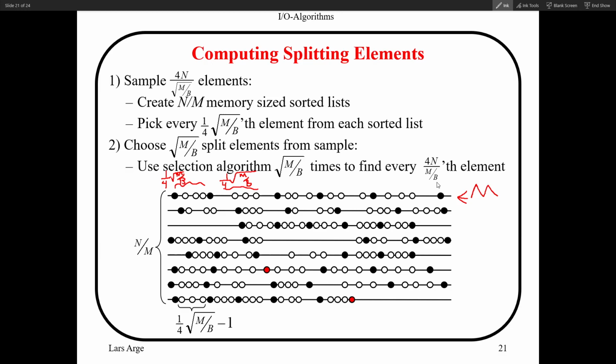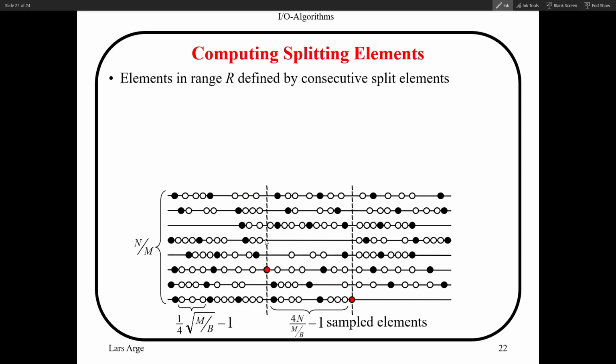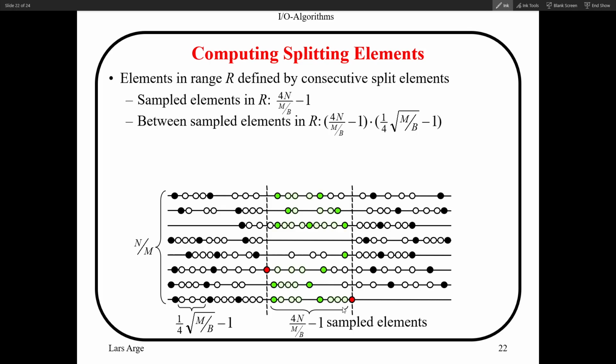What do I know about these red elements? The thing that I know about these red elements is that between every two red elements there are roughly 4n divided by m over b sampled elements. So this many black elements between them. How many normal elements would be between them? Well, between every two black elements there are exactly this many elements, and you could have a little bit more left over from the right or from the left.